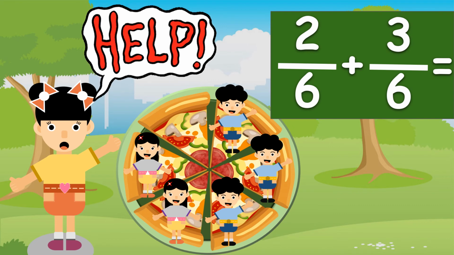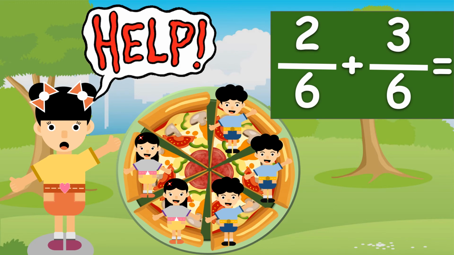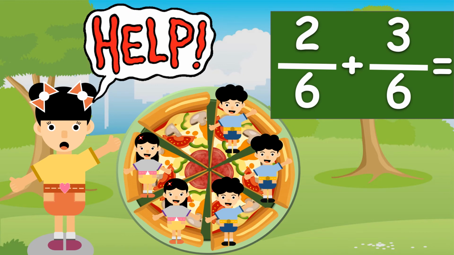As we said a while ago, in adding simple fractions, all we need to do is to copy the denominator, which is 6, and then add the numerator. 2 plus 3 is 5. So the final answer is 5 over 6. Anna is very happy that you were able to help her.